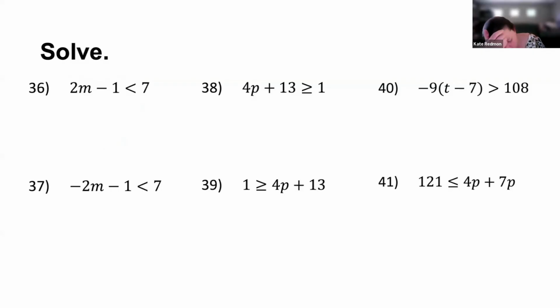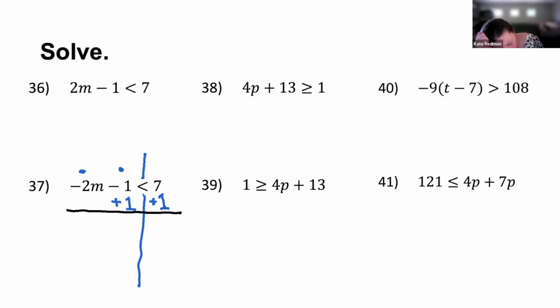37, -2m minus 1 is less than 7. Very similar to the last one. Once again, I can see I have two numbers to get rid of in order to get m alone. Since I'm solving, I'm going to move anything adding or subtracting first. So I will take away the -1 by adding 1 to both sides.